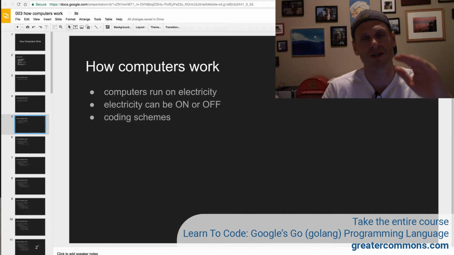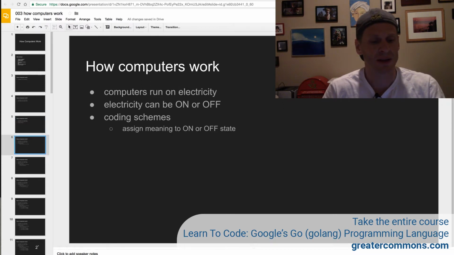That's the foundation of how it all works. You've got circuits, they're in some state of on or off, and the arrangement of those on or off switches, those on or off circuits or transistors, all of those words are interchangeable, circuit, switch, transistor, the arrangement of the on and off has some meaning. It's associated with some coding scheme. That's it. That's how computers work. So we assign meaning to the on or off state.